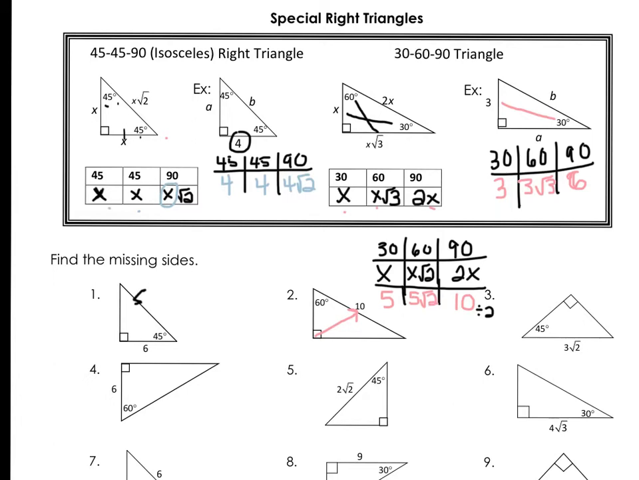Let's try number 5. We have 45, 45, 90. So I'm going to make that chart. I'll fill in the ratios, x, x, x square root 2. So what do we have? We have the side across from the 90, 2 square root 2. So instead of multiplying the x by the square root of 2 to work backwards, I'm going to divide by the square root of 2. And look what happens. That square root 2 cancels out. So x is just 2 and 2.